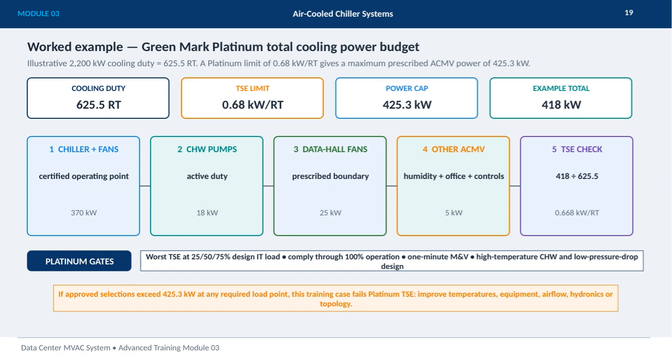If the selected equipment and design exceed the 425.3 kilowatt limit at any load point, the system fails the Platinum TSE requirement, which means adjustments are needed in temperature settings, equipment choices, airflow patterns, hydronics, or system topology to meet this high-efficiency standard.